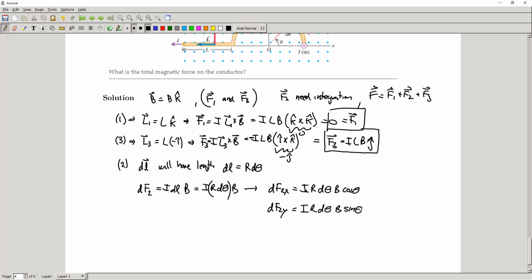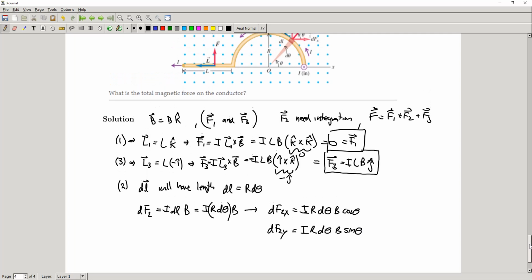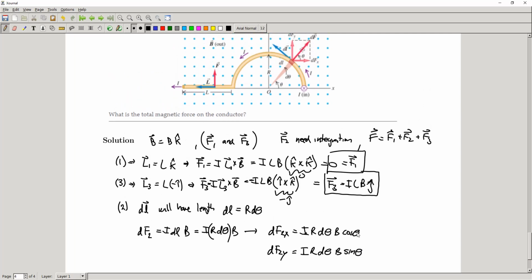Now think for a second about what this does for us. As theta is 0, our cos goes to 1. We're over here, so all of our contribution is in the positive i hat direction, and that's exactly what we want. Do we have any y contribution at that point? When theta is 0, no, because sine theta is 0, so we have no y contribution. That's exactly what we want.